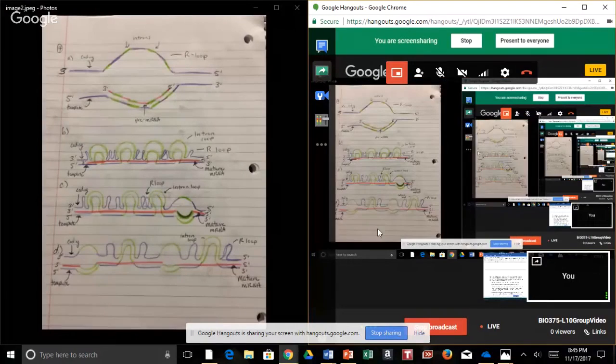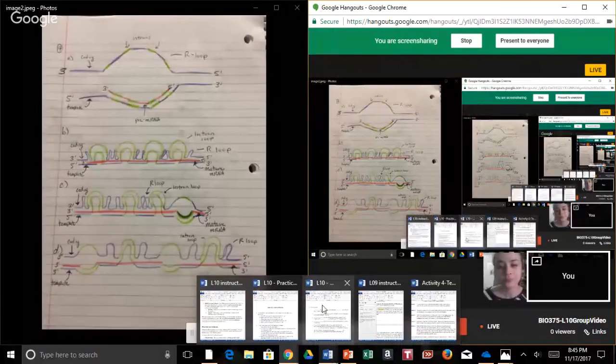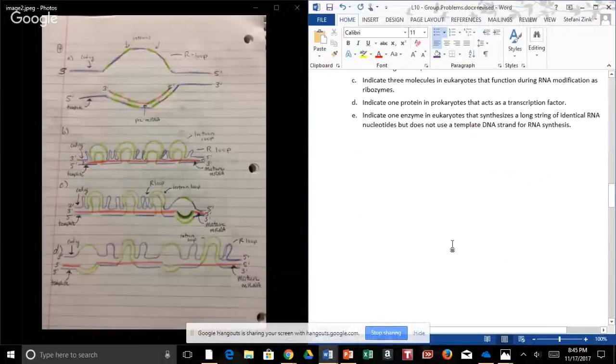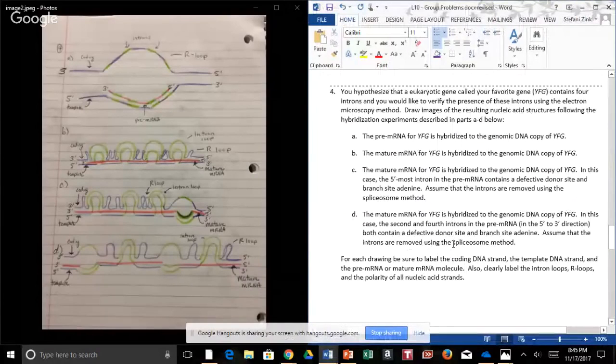All right, question 4. So we have a pre-mRNA that is attaching to our YFG gene, and it has 4 introns. My green lines are the introns, the purple is my DNA, and the red is the mRNA.